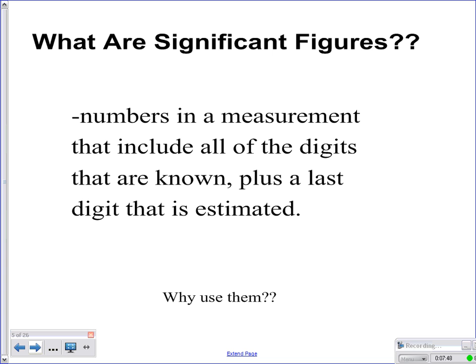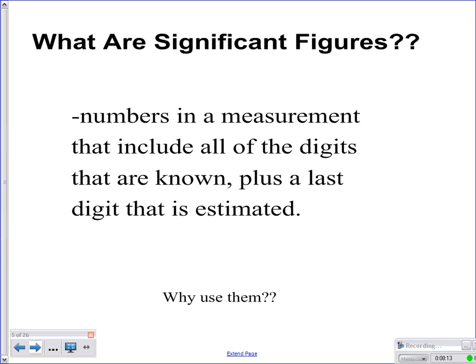Here's what you need to write down. They are numbers in a measurement that include all of the digits that are known plus at least a digit that is estimated. It's that last digit that is estimated. Numbers in a measurement that include all of the digits that are known plus a last digit that is estimated.